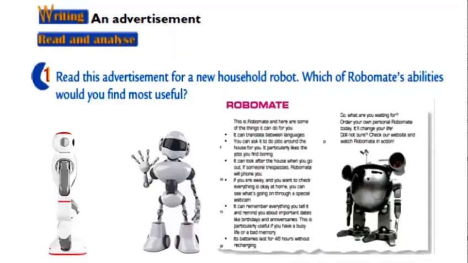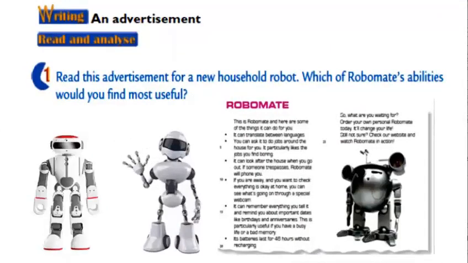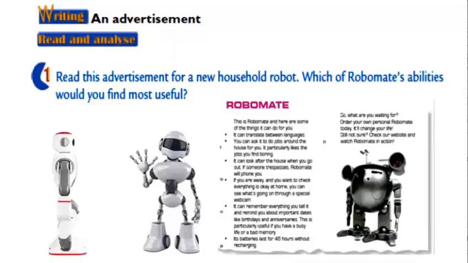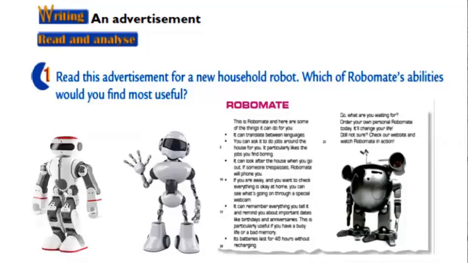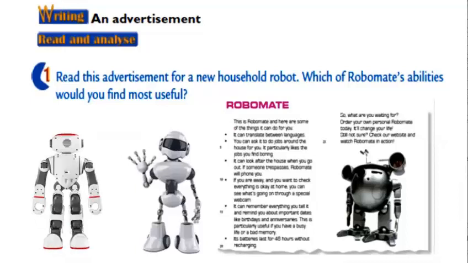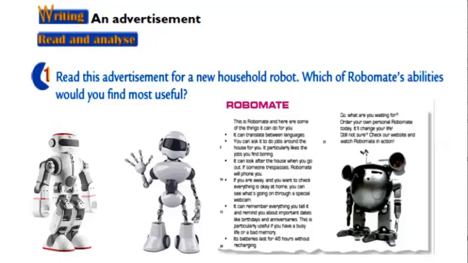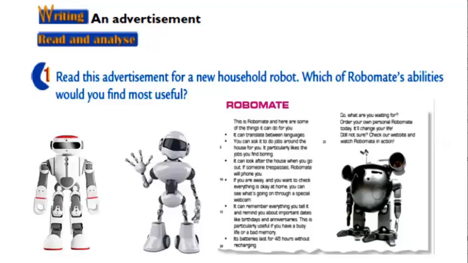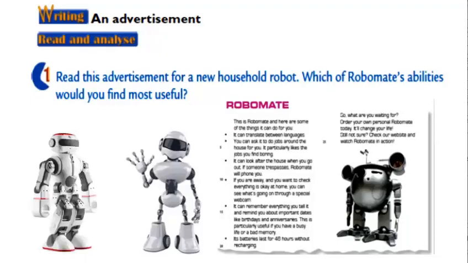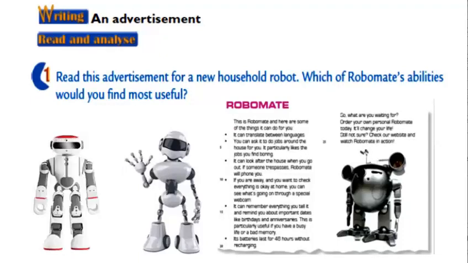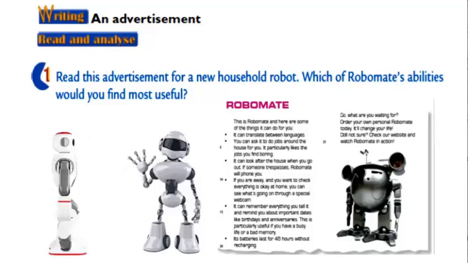You know, some words use the word mate. I can say classmate, I can say teammate, you can say roommate, and so on. But what is RoboMate? Mate means a friend. It means we have a robot friend.